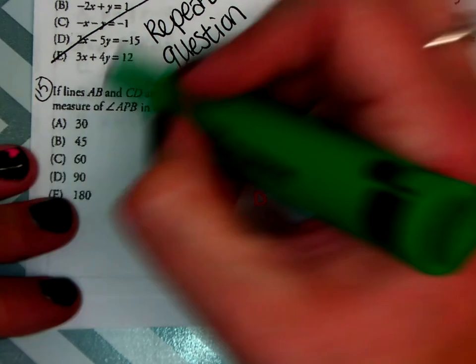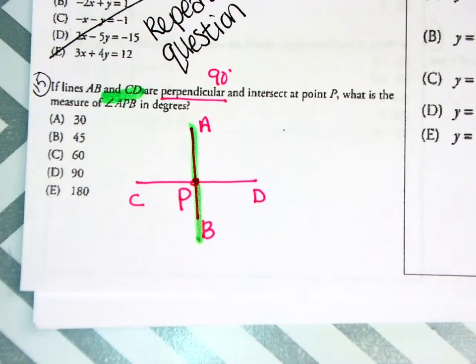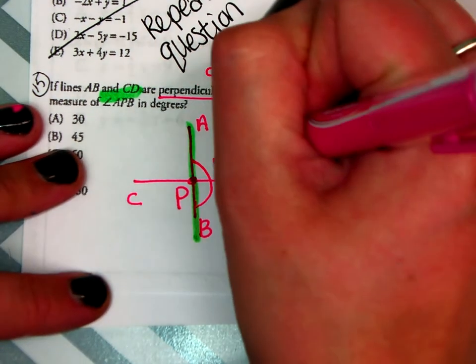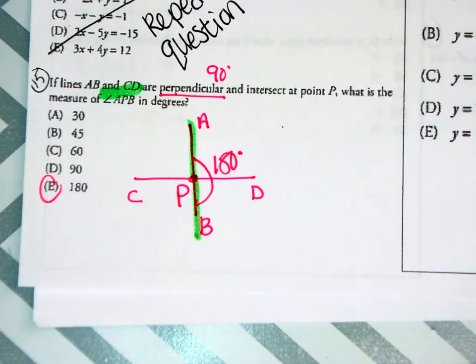Well, APB, I start at A, go over to P, go over to B. That is a straight line. Straight lines form linear pairs, so it's 180. They're hoping and banking on the fact that you pick option D because you see perpendicular, but remember, we're adding two perpendicular lines or angles together, which would give us 180.